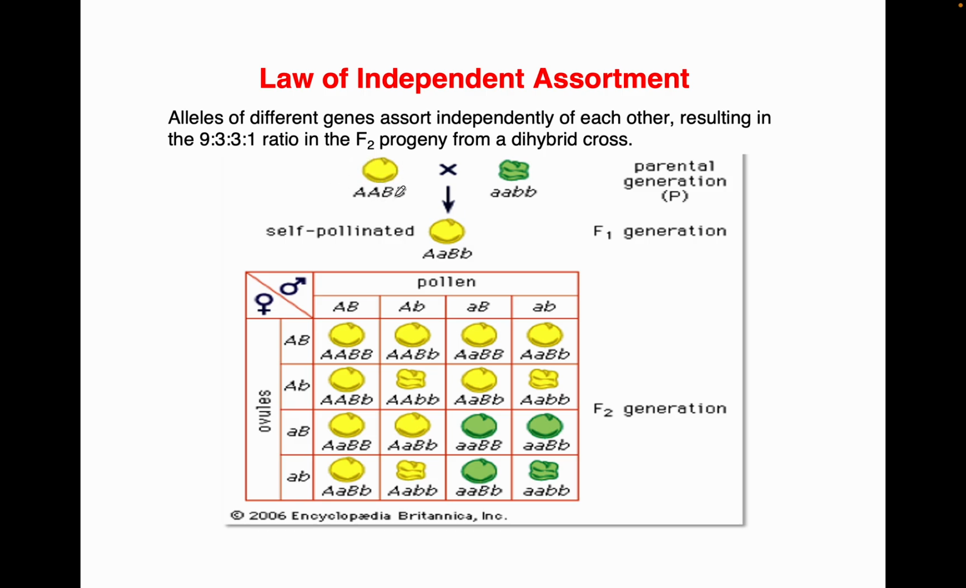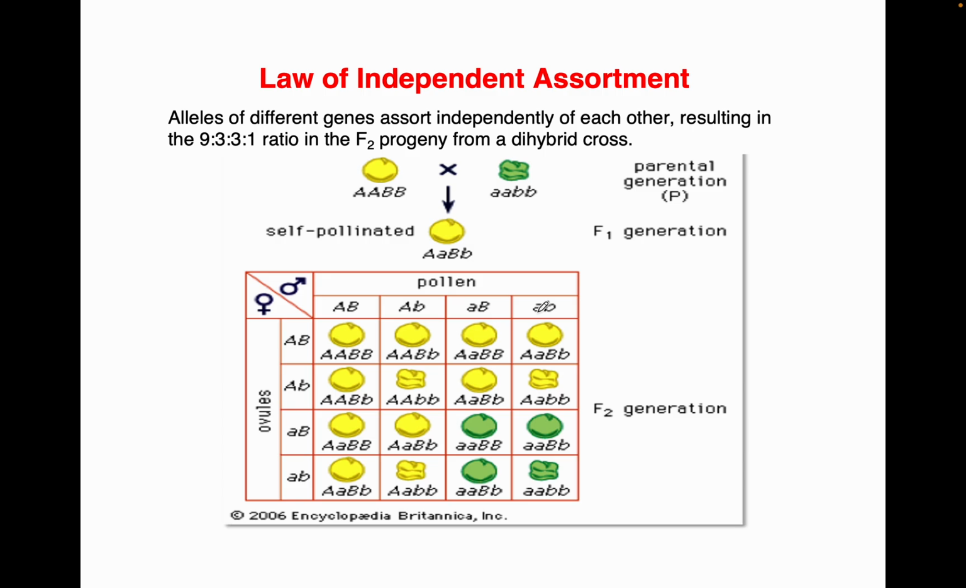For example, these pea plant seeds are yellow and round, and these are wrinkled and green. Their F1 generation is yellow and round, because yellow is dominant over green and round is dominant over wrinkle. And when the gametes are formed for the F2 generation, 4 gametes are possible from the male. A, B, these are both dominant, simply for yellow and round, and this is for yellow and wrinkle, and this is for green and round, and this is for green and wrinkle.